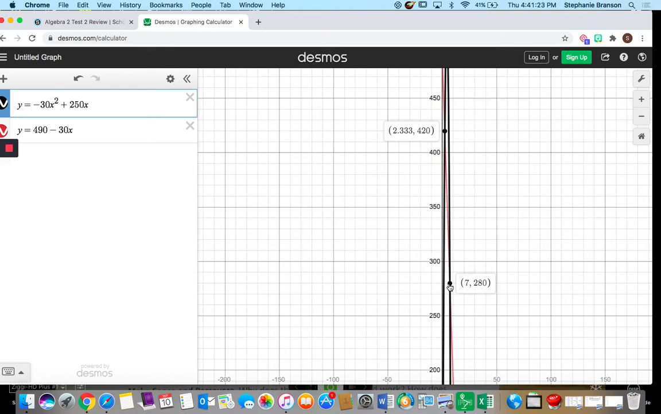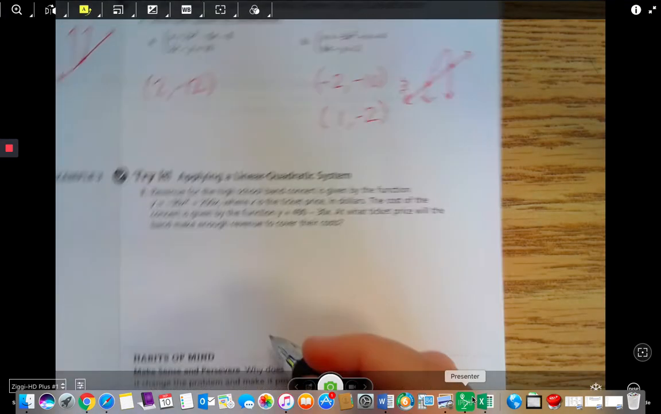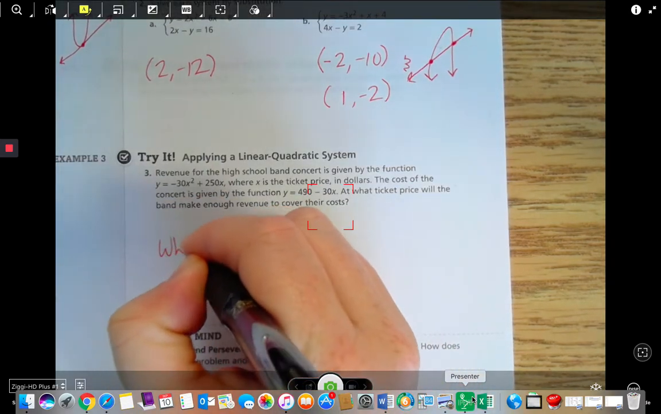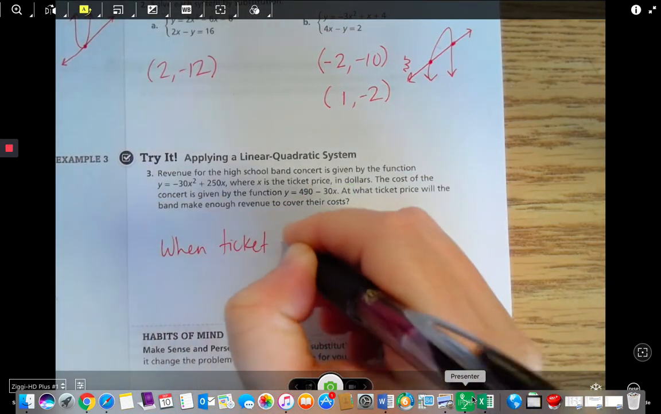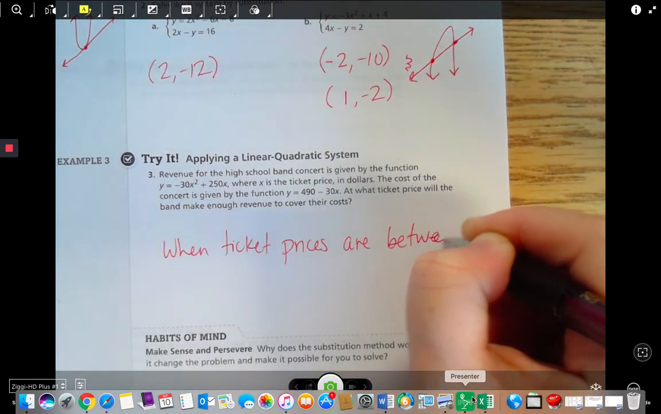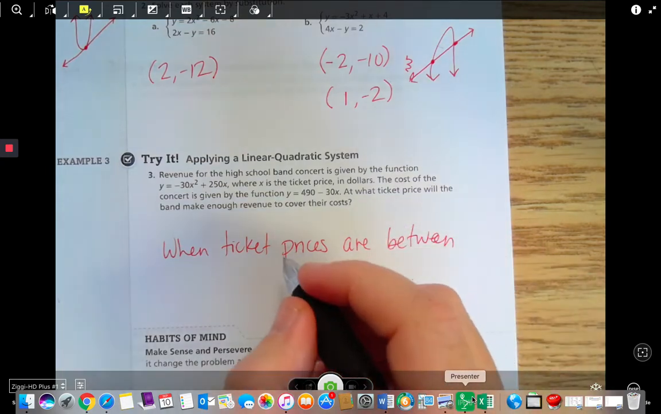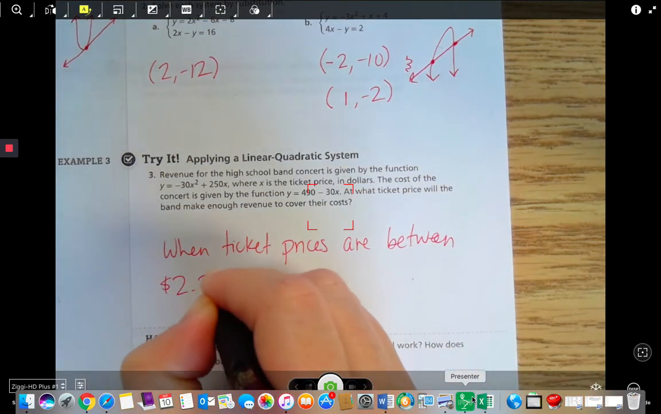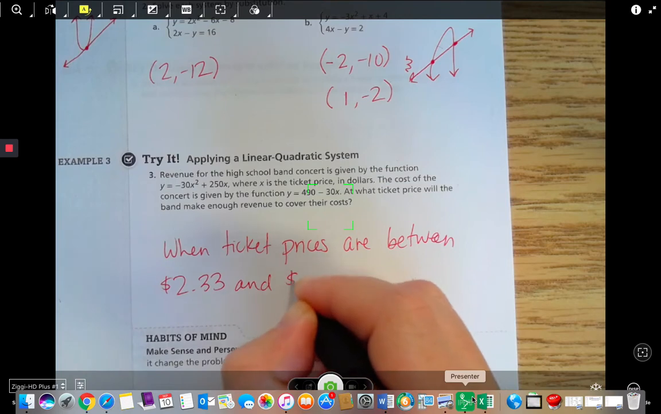So we're looking at the ticket price in x. So we're looking at the x values. So at what point would the band make enough money? The band would make enough money if the ticket prices were between $2.33 and $7. They would cover their cost that way. So on my paper, I'm going to write when ticket prices are between $2.33 and $7.